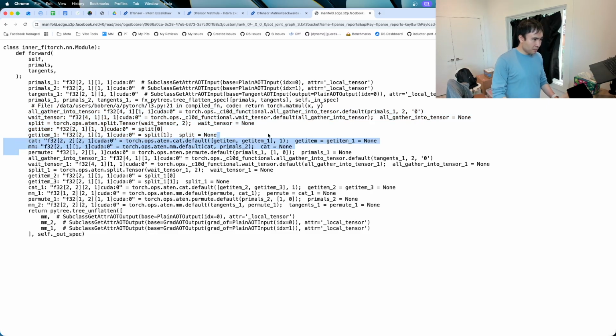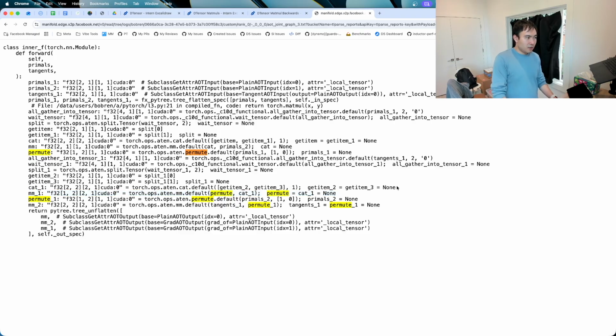Here we're calling permute. What permute does is it swaps dimensions. In this case, we're swapping 1 and 0. Another way to describe this is transpose. So permute is effectively primals 1, which is x transpose. So you can think about permute as x transpose. Where does permute flow? Permute flows into this matmul, where we are doing permute matmul cat1.